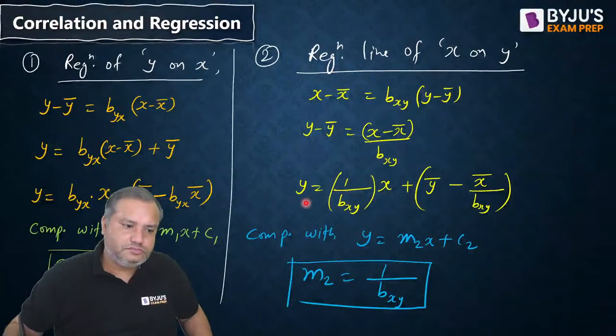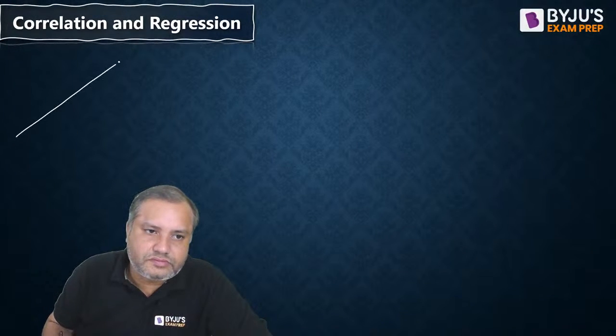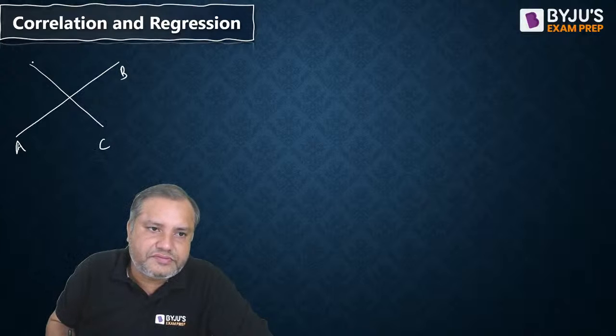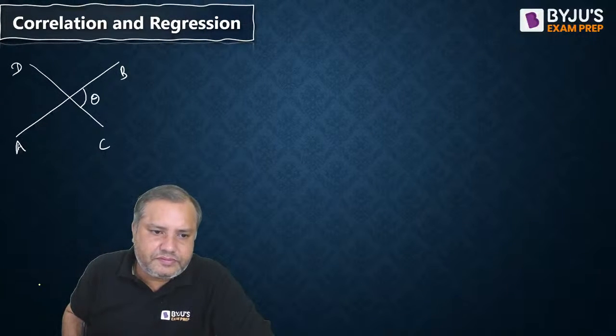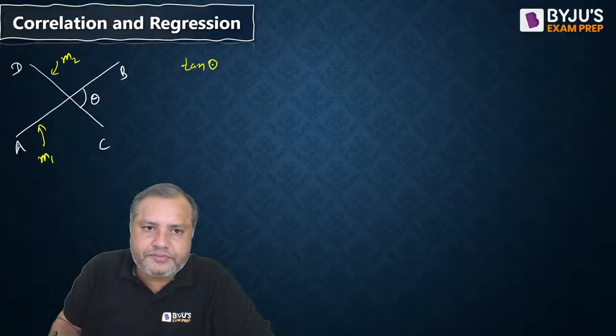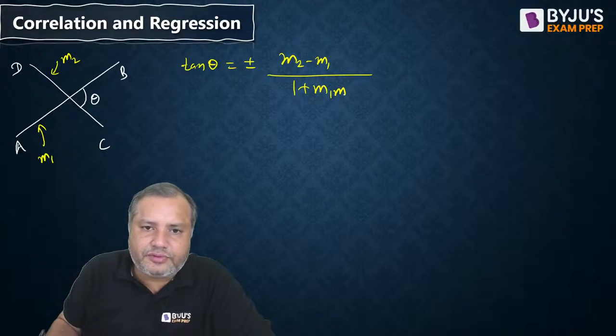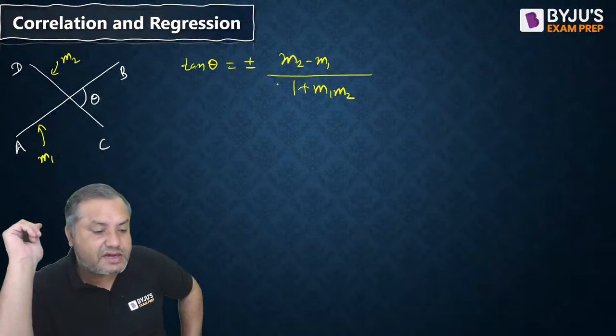Now, this is line AB and this is line CD, and this is the acute angle between them, which is theta. Slope of line AB is m1, slope of line CD is m2. So tan theta will be plus minus (m2 minus m1) upon (1 plus m1 m2). This is the formula for the angle between two lines. You would have studied it in your 11th standard.